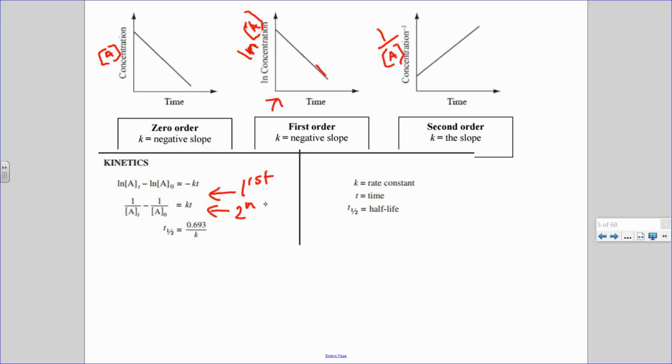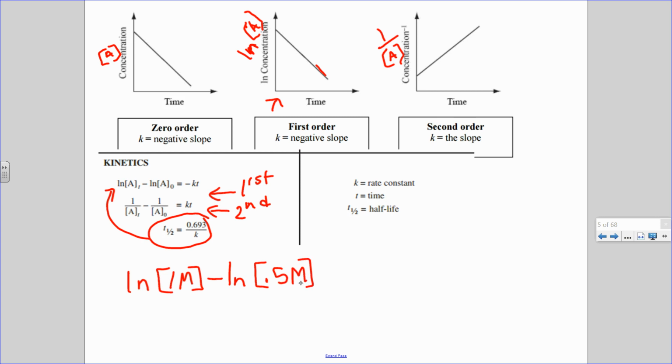Okay, now this last equation is derived from the first one. If you take the first order rate law equation and you take the natural log of, say, 1 molar, you can put in numbers, minus the natural log of the concentration, and this is like 0.5, half of it. So we have half of it. Oh, sorry, I'm writing this backwards.